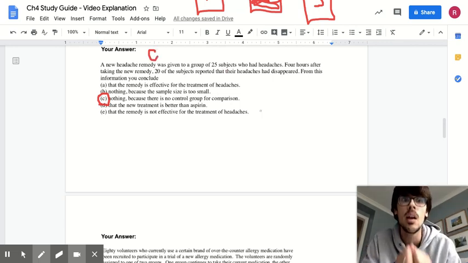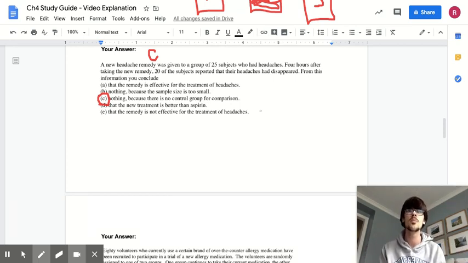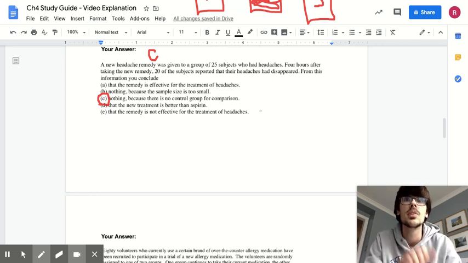If you give everybody the medicine and wait 4 hours, your headache is quite possibly going to go away just on its own. What we have then is the concept of confounding. We don't know if the headache went away because of the medicine or because of the fact that time passed and the headache went away on its own.